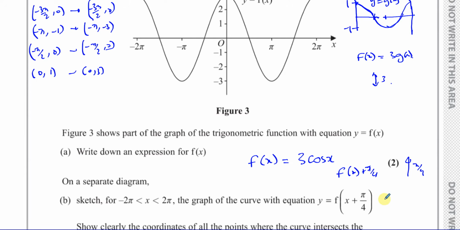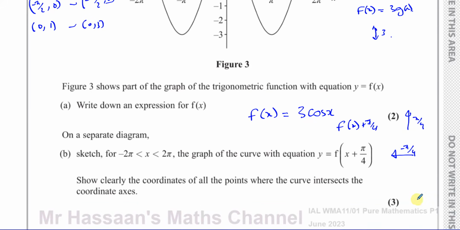But if it's inside the function, it becomes a horizontal transformation. And if it's inside the function, it kind of does the opposite. So instead of this being a translation of pi over 4 to the right, it's going to be to the left. You do the opposite of what the sign says. So this is actually a translation of minus pi over 4, as a vector (minus pi over 4, 0). You're going to take all the x coordinates and subtract pi over 4 from them, and the y coordinates will remain the same.